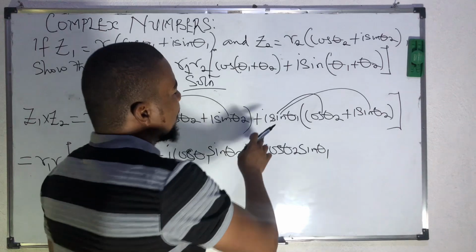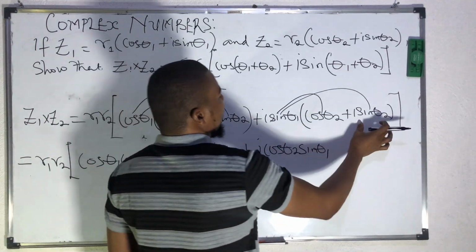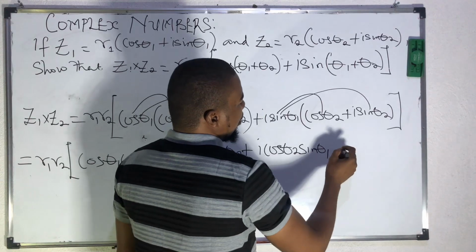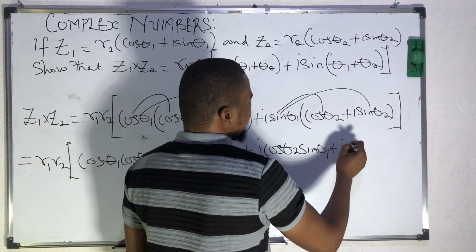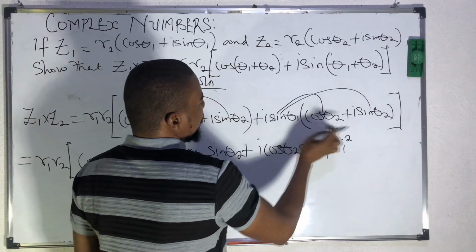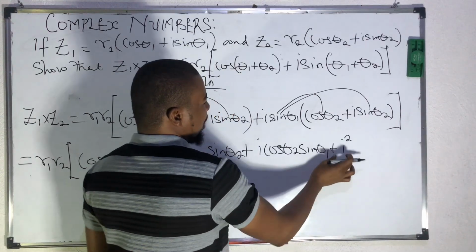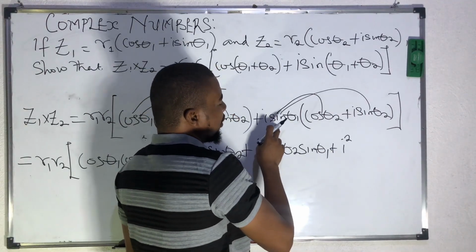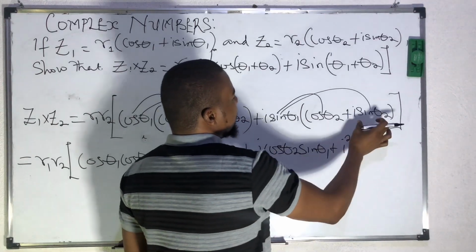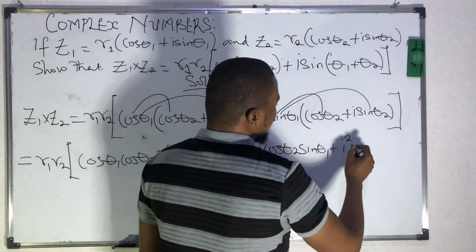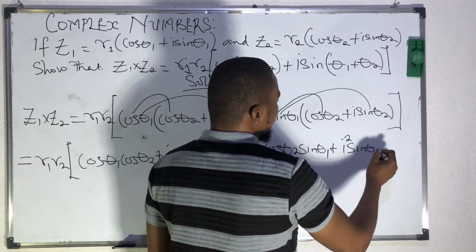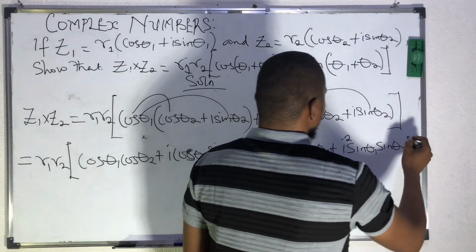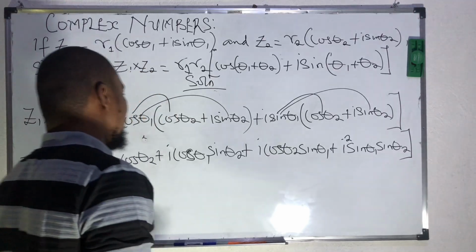Next up, let's multiply for the i sine theta 1, i sine theta 2. So i times i would give you i squared. This i multiplied by the i inside the bracket will give you an i squared. Now, next up, what do we get? Sine theta 1 times sine theta 2 would give us sine theta 1 sine theta 2. We close our square bracket.